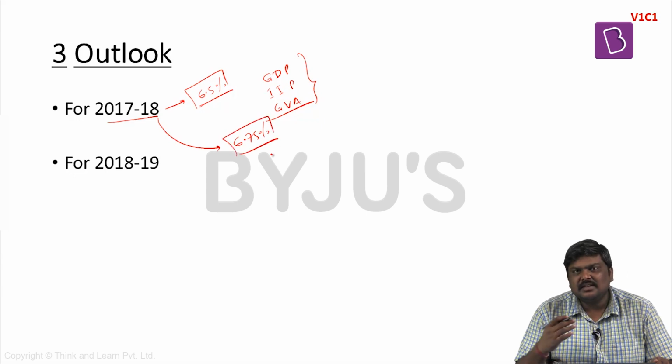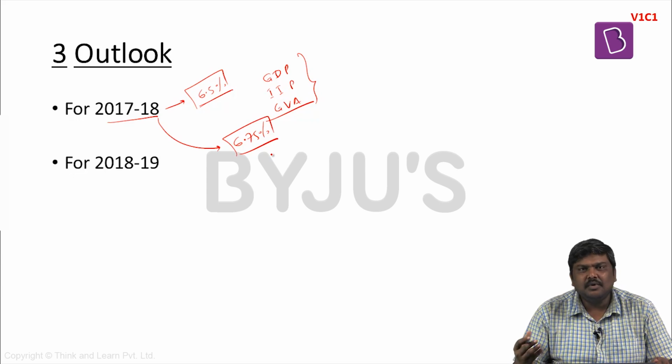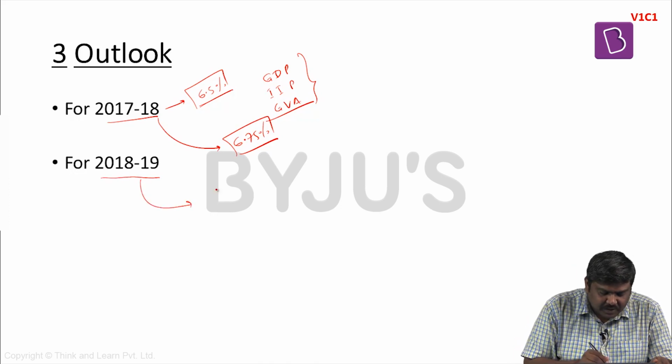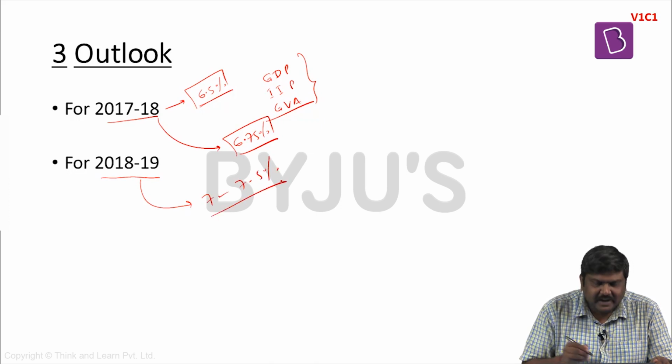And if all the factors remain constant, that is, crude oil prices suddenly do not increase, imports come down, and exports from Indian economy increase, and remittances also keep on increasing, it is possible that Indian economy may achieve a growth rate of 7 to 7.5% in the financial year 2018-19.